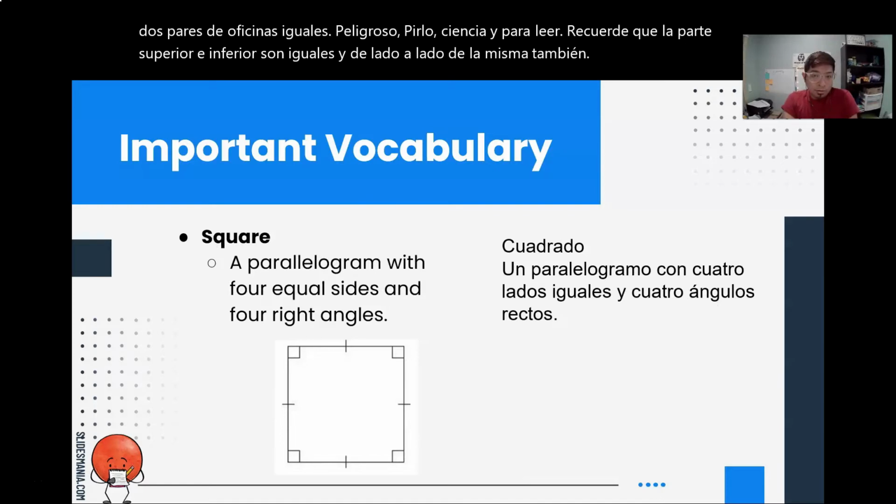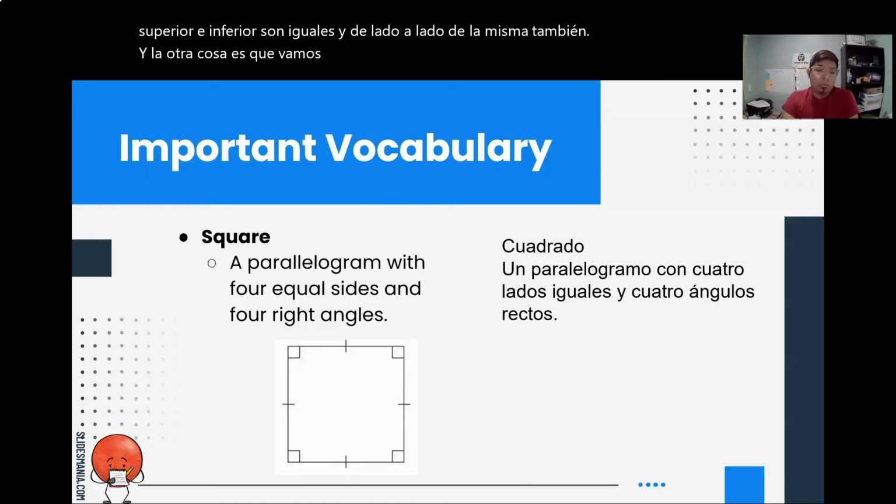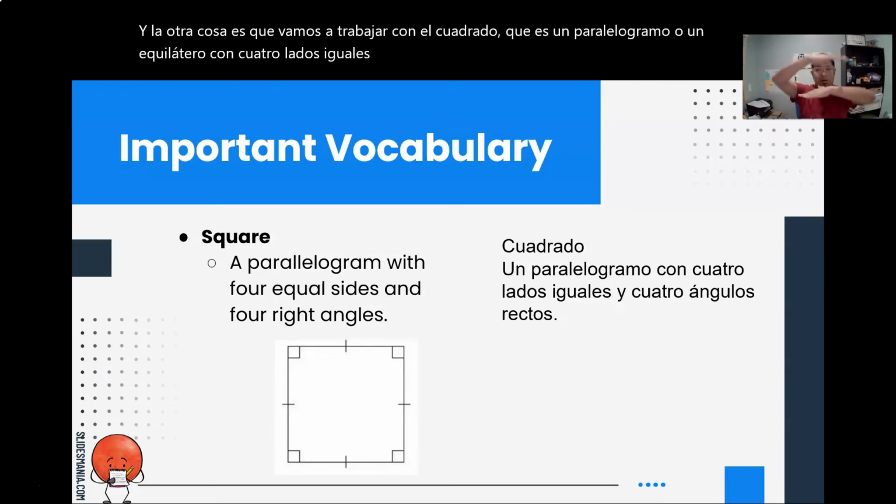And the other figure that we're going to be working with is a square, which is a parallelogram or an equilateral with 4 equal sides and 4 right angles. Remember, all sides are the same.